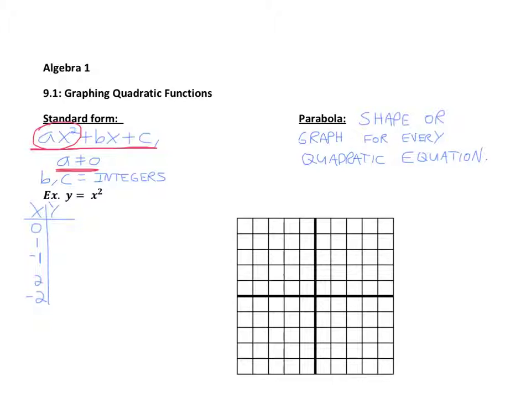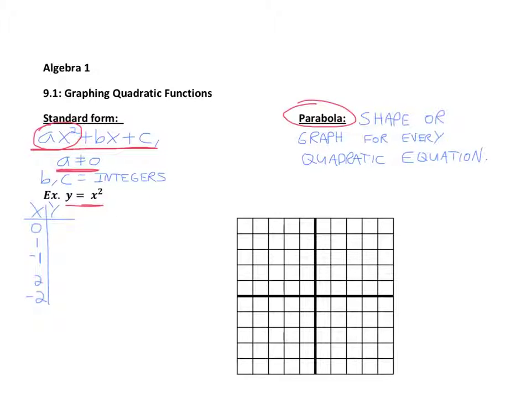Now, the only thing we're going to do in this video is graph y equals x squared, and below it y equals negative x squared. We're just going to plug points into it and see what the y values are. And when we graph it, we're going to get what's called a parabola. This is the shape or graph for every quadratic equation. So that's what we're going to derive in this video. Make sure you have this down, the standard form and the parabola. And right now, let's just graph these two.